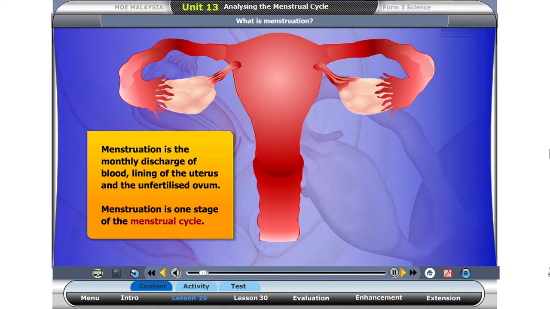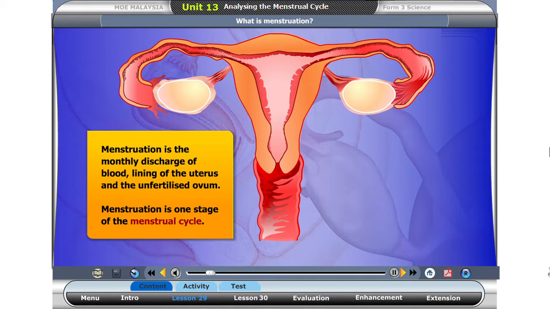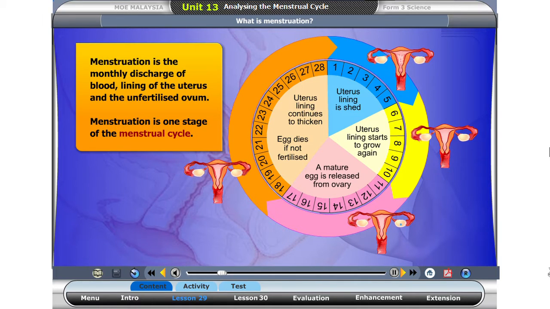In ancient times, people made up stories about menstruation because they did not understand what menstruation really is. Menstruation is actually the monthly discharge of blood out of the body through the vagina. Together with the blood is the lining of the uterus and the unfertilized ovum. Menstruation is one stage of the menstrual cycle. Let's see what really goes on inside our bodies during a menstrual cycle.